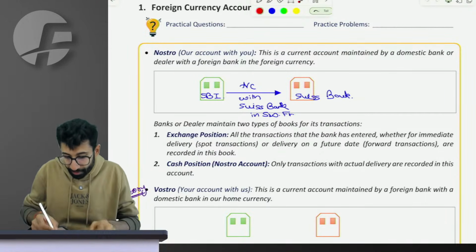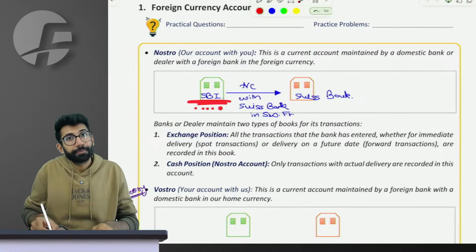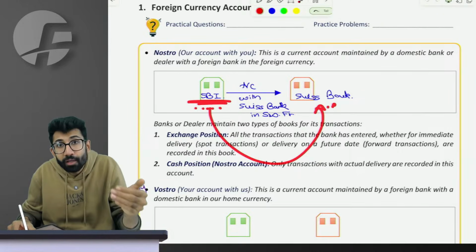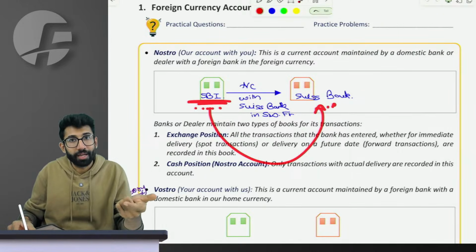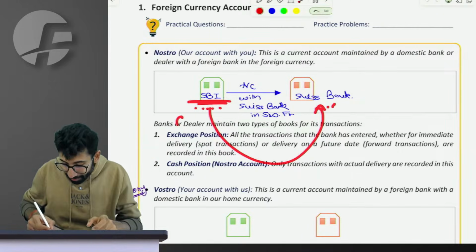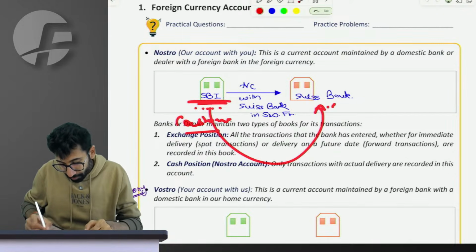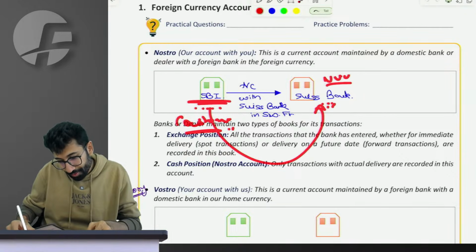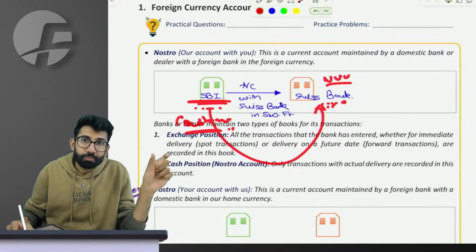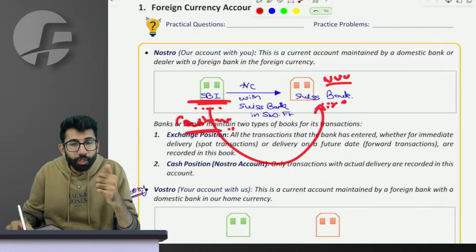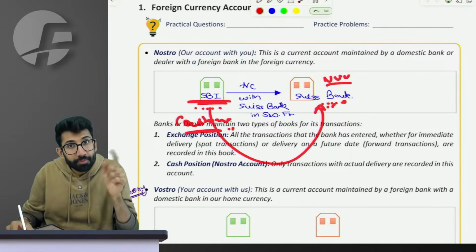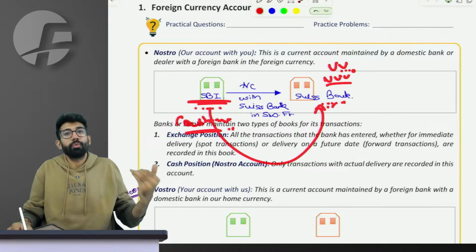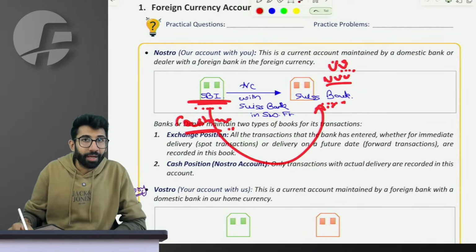So very similarly, there is this bank called SBI, right? It has an account with the Swiss bank in Switzerland in their currency, Swiss franc. Are you understanding what's happening? SBI at the moment is the customer. SBI for now is the customer of this bank called Swiss bank. So in the Swiss bank, SBI has a bank account. Whatever Swiss franc comes in is credited to this bank account. Whatever Swiss franc goes out is debited to this bank account.